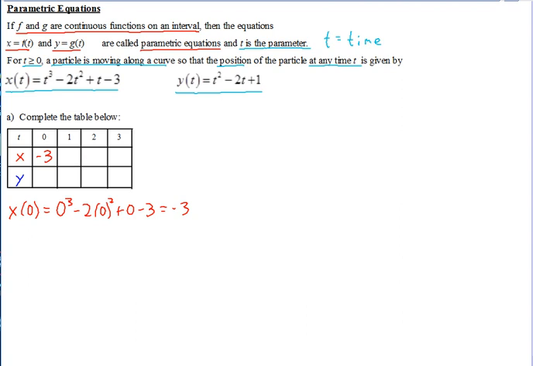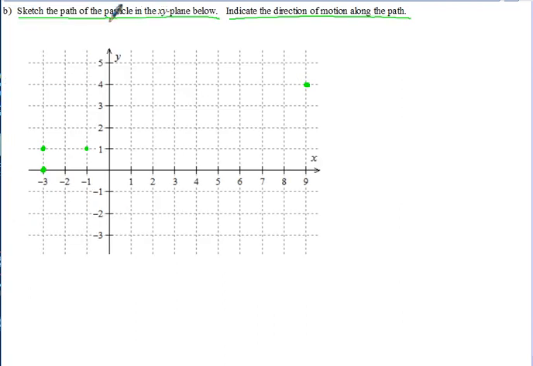And we can do something similar for the y-coordinate. Substitute in 0 for time. You get 0 squared minus 2 times 0 plus 1. Zeros wipe everything out but the 1. So negative 3, 1 represents the point where this particle starts. So let's go ahead and graph it over here. We'll sketch the path of the particle in the xy plane below and indicate the direction of motion.